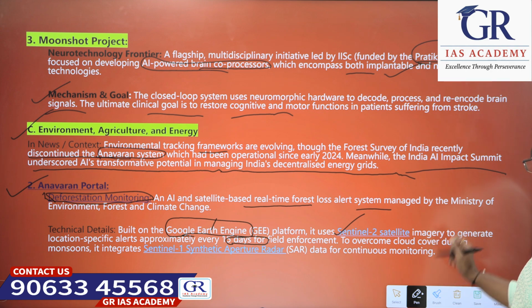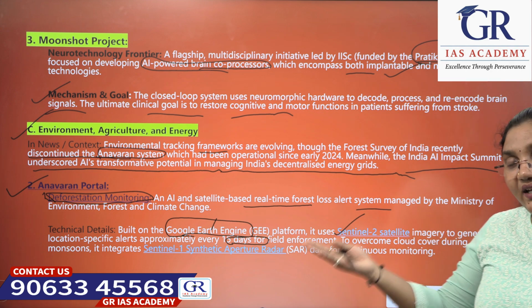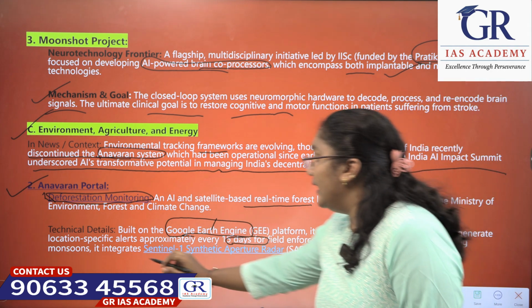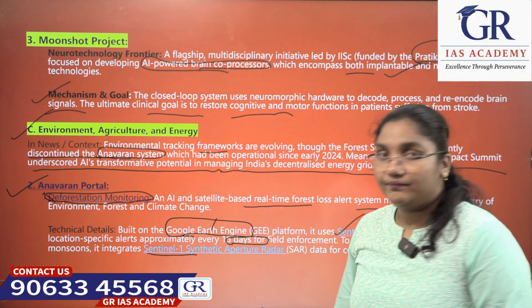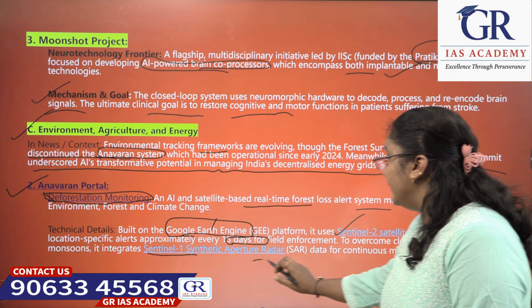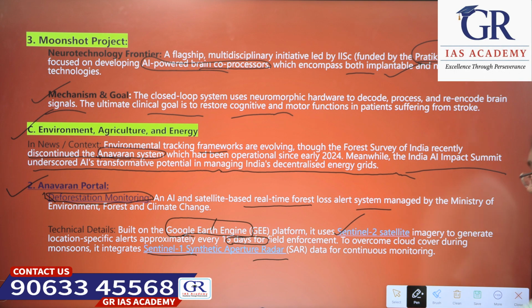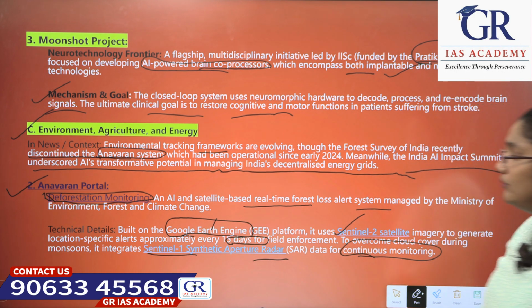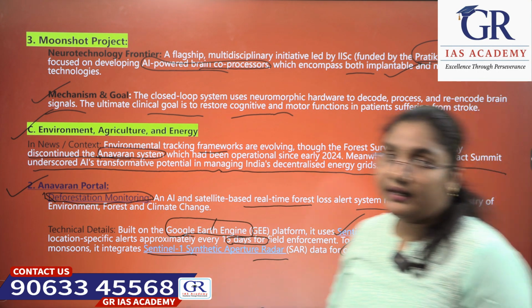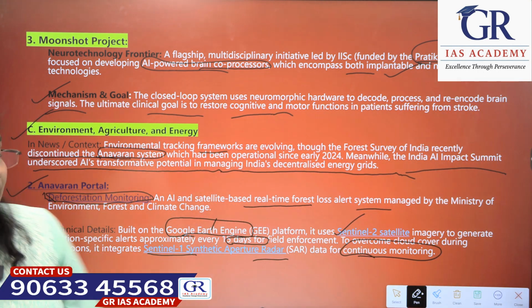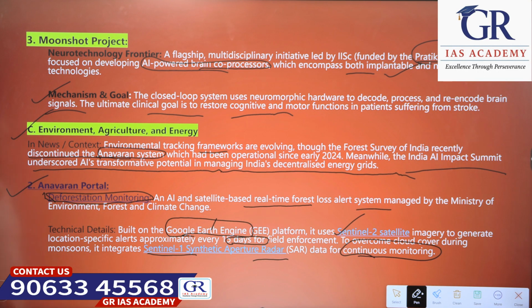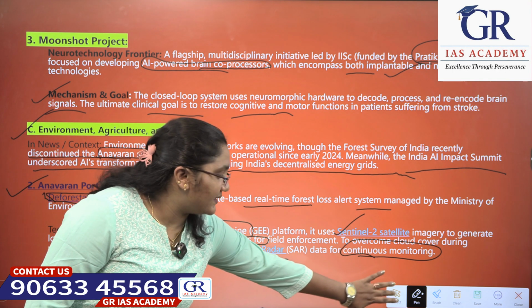To overcome the cloud cover during the monsoons, it integrates Sentinel-1, which is a synthetic aperture radar, data for continuous monitoring. Even in the monsoons, it can give the data by using Sentinel-1 radar.